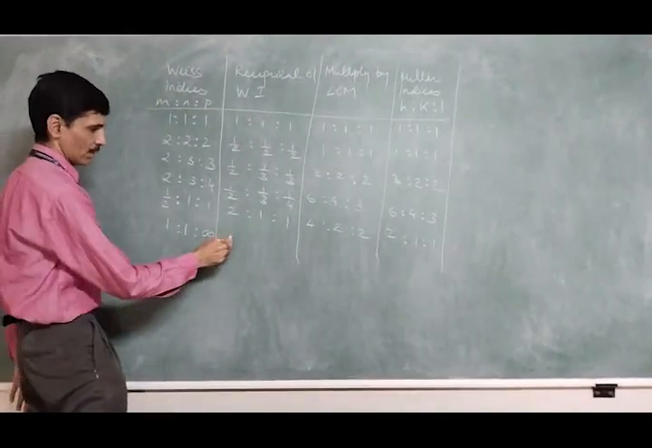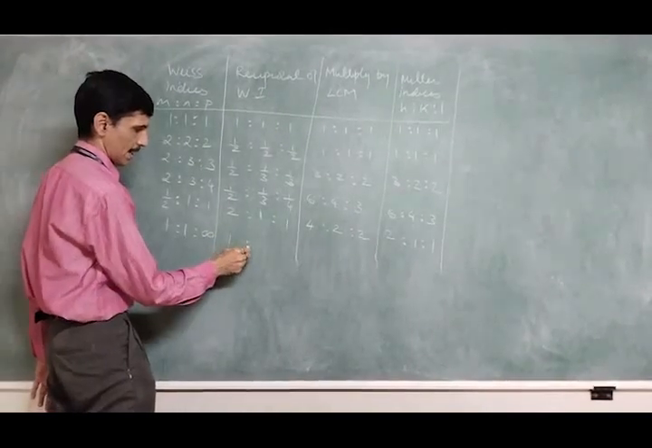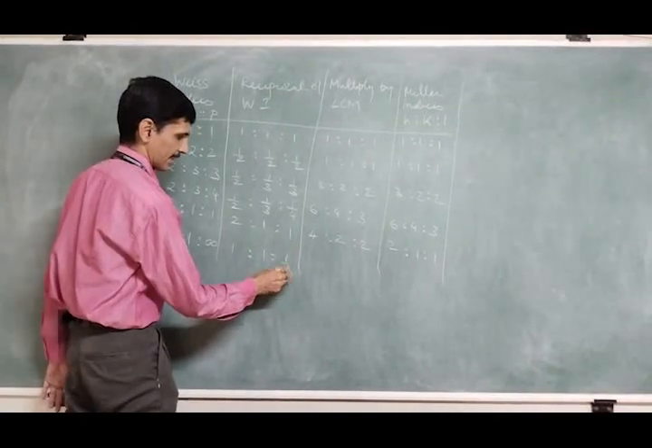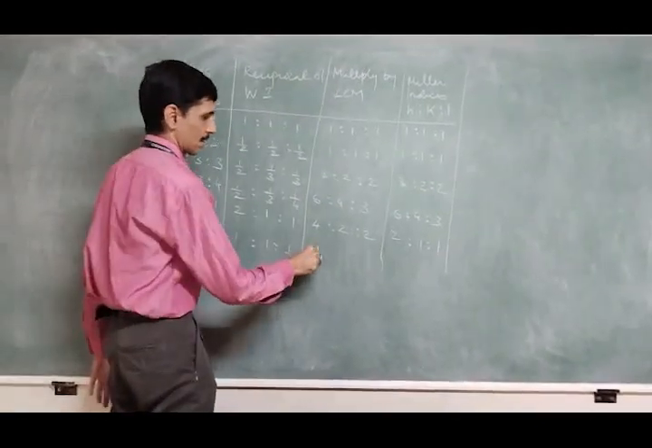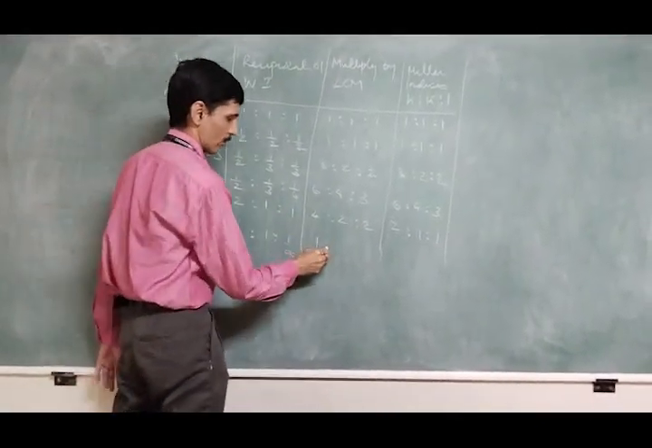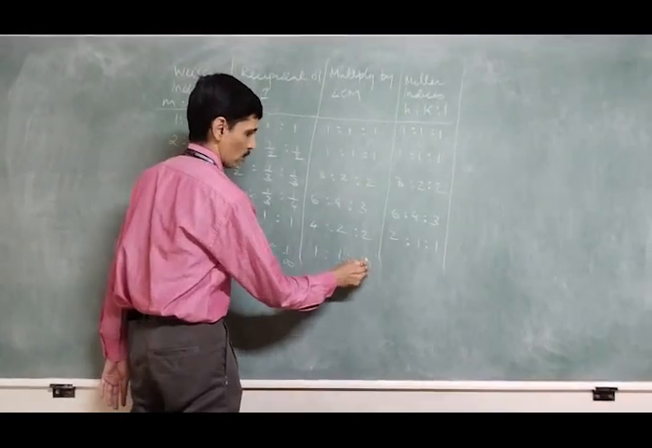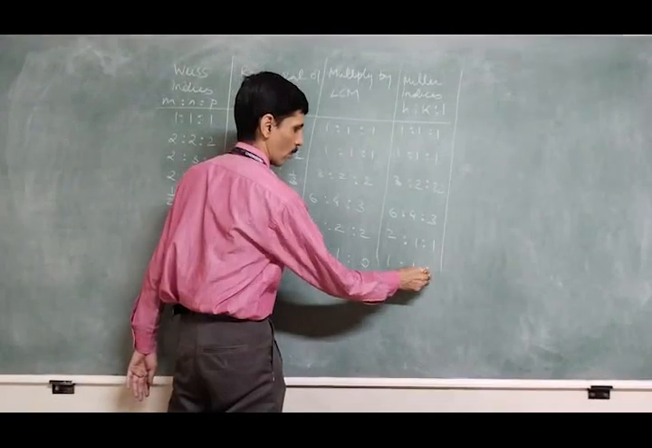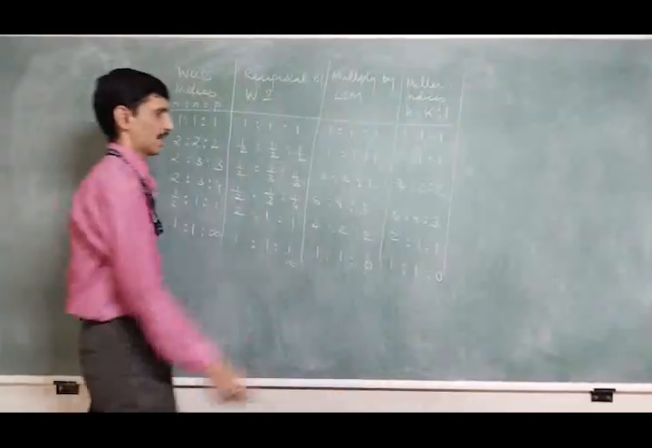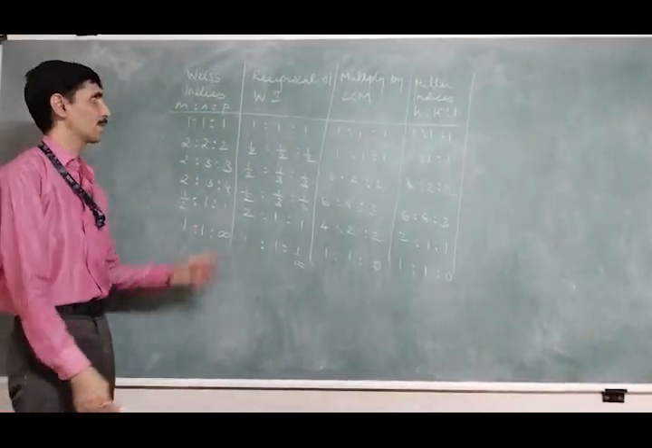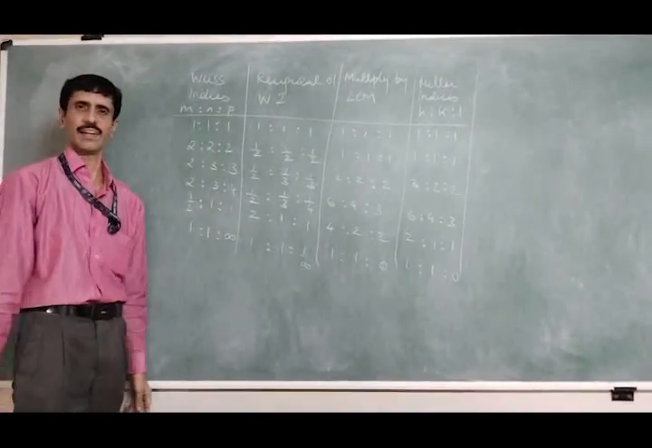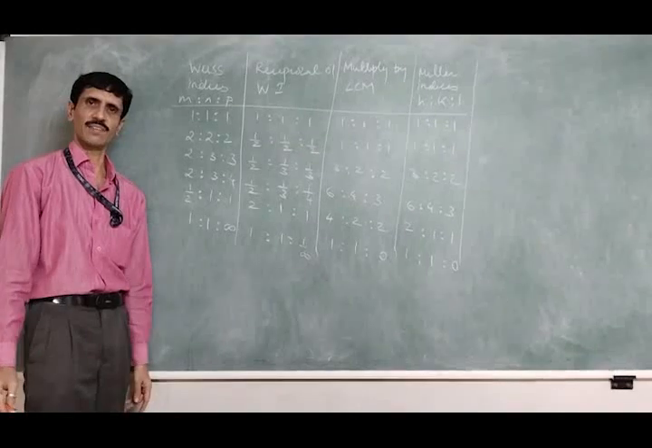1:1:infinity. 1/1 is going to be 1. This is going to be 1/infinity. So when you calculate by LCM, this is going to be 1:1:0. Because 1/infinity is 0. So you get the answer 1:1:0. Okay? So this is, my friends, a few examples whereby the Weiss indices can be converted into Miller indices. I hope you understood this.